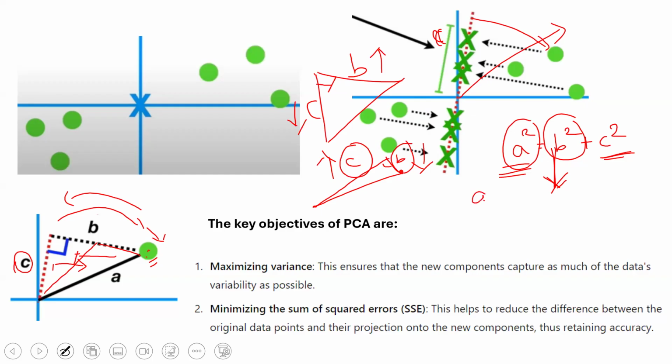Let's say A is equal to 5. That is constant. When I take C is equal to 1, what should be the B?